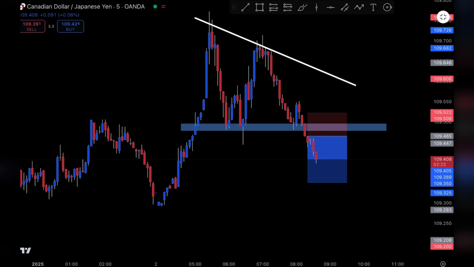Lesson number 2. Be patient and wait for confirmation. I didn't just sell as soon as the price hit the resistance zone. I waited for that strong bearish candle to close below the level, which gave me the confidence to enter.